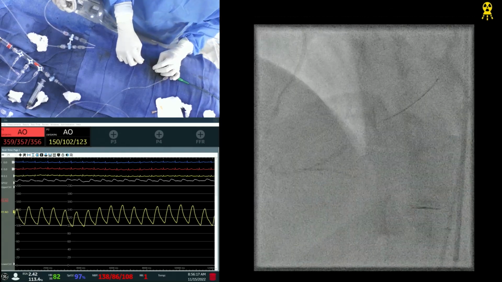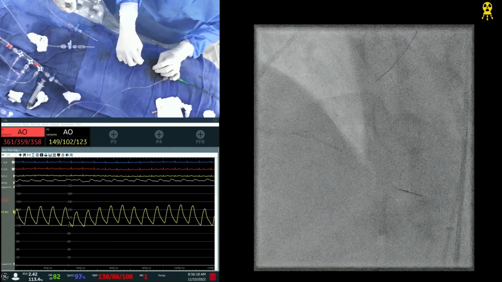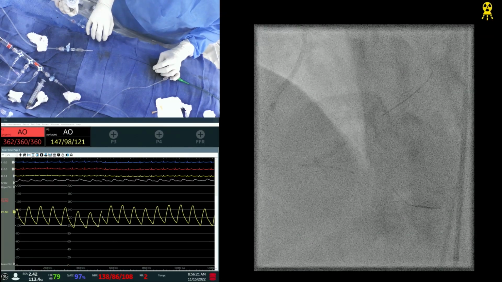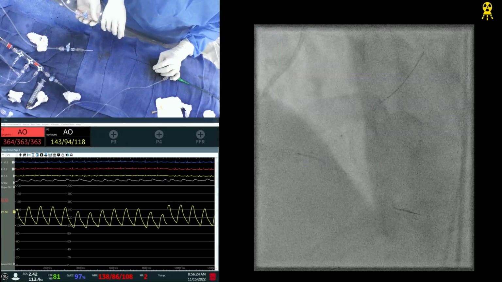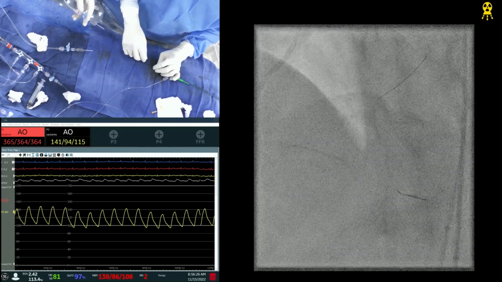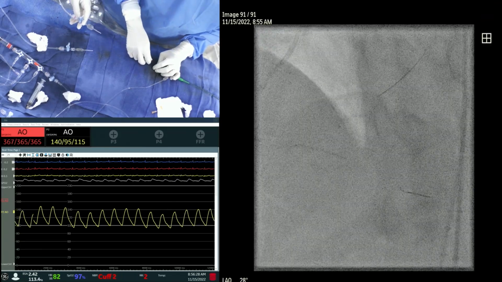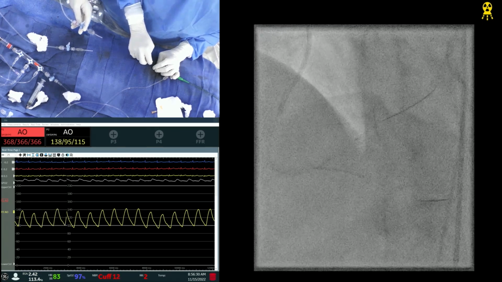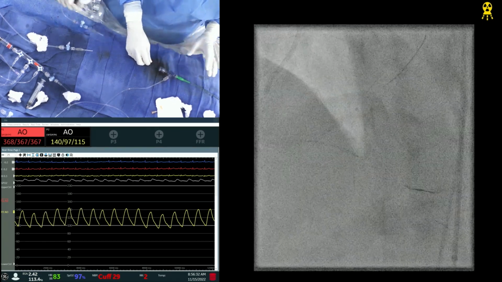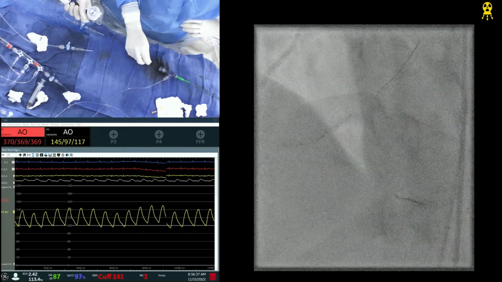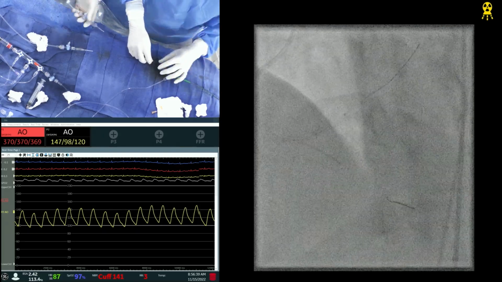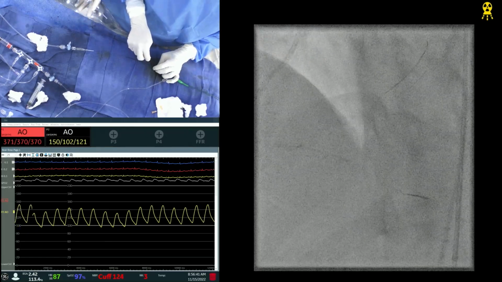14, because it's a 2.25. Go up. Go to 16. Yeah. Okay, down. Just do a little further massage of the distal AV. Go further because there's a lot of disease. Yeah. Good massage. 2 atmosphere massage. Good. Pull back the balloon and our wire.